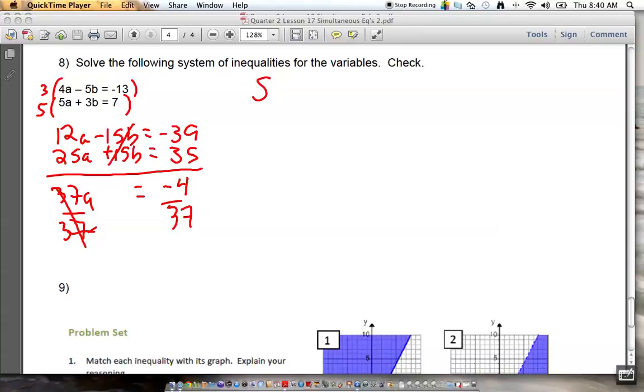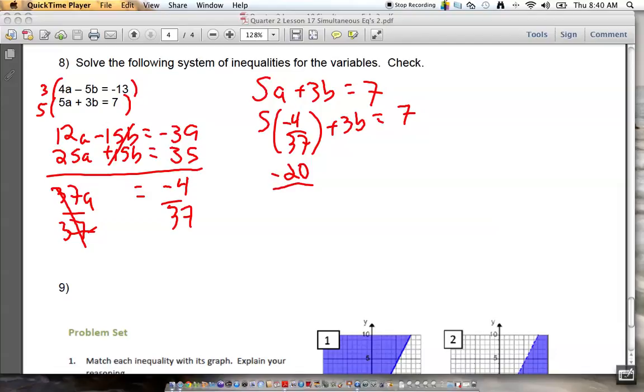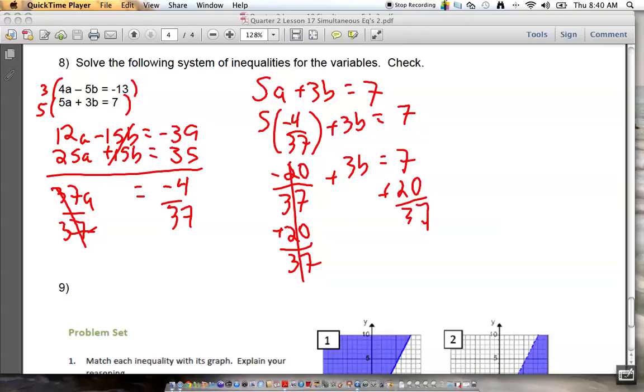Now I go on to get b, 5a plus 3b equals 7. Now, in the days before calculators, this would make you cringe, but since we have calculators, it's not so bad. -4/37 times 5 gives -20/37 plus 3b equals 7. Now, all I need to do is add 20/37 to both sides. And it's ugly, I'm with you, but your calculator does the work for you. So this is going to come out to be 7 and 20/37. And now I just need to divide by 3.